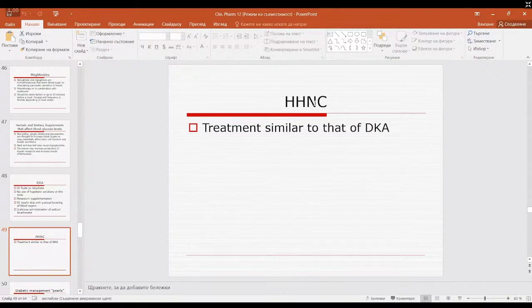In hyperosmolar, again, diabetic non-ketotic coma, we need to treat the patients very similarly as those with diabetic ketoacidosis. So we said DKA is mostly seen in type 1, and hyperosmolar is mostly seen in type 2 diabetes. But the most important thing to keep in mind again is to very gradually lower the levels and not be very aggressive.